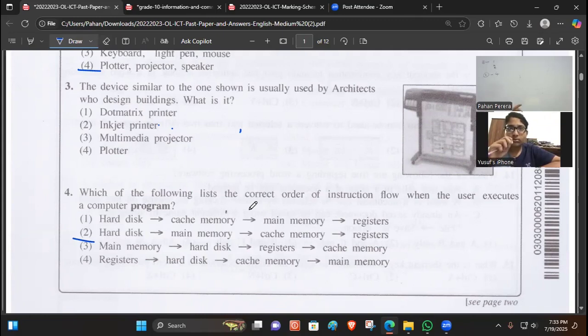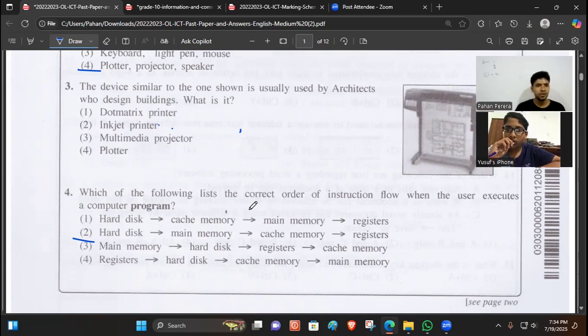First, all the details, instructions and information are permanently stored in the hard disk. Then when we run a program which is saved in the computer, the information or the data will be taken from the hard disk to main memory, or normally we call it random access memory, RAM. Then from RAM to the cache memory, and from cache memory to the registers.